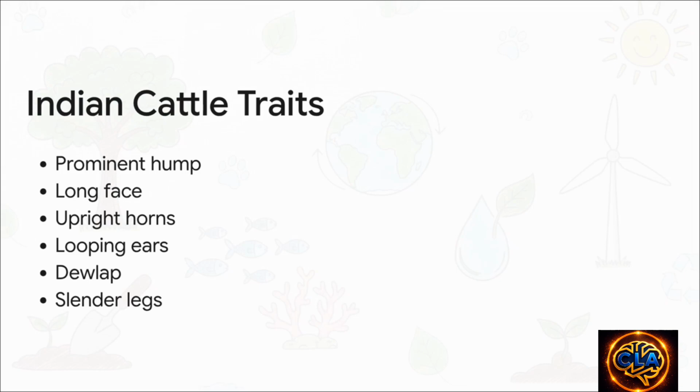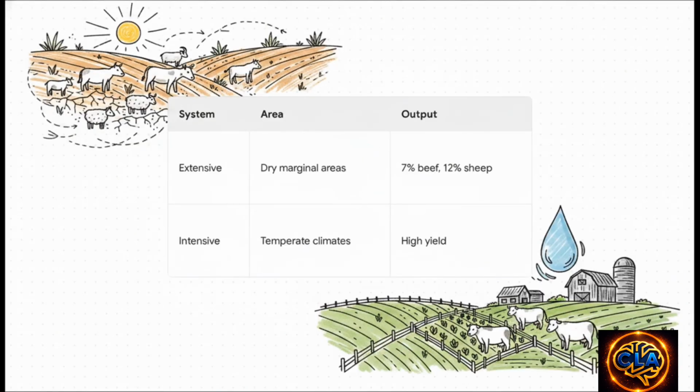These specific physical adaptations are exactly what allow these animals to survive, regulate their body heat, and function in incredibly harsh, hot environments. And where these animals live totally dictates how they are managed. According to the State of Food and Agriculture 2009 report, extensive grazing happens in marginal dry areas, places that are usually totally unfit for growing crops. Now, this system produces a smaller fraction of our global output, like 7% of beef and 5% of milk, but it relies on nomadic movements, which puts way less concentrated stress on the land.